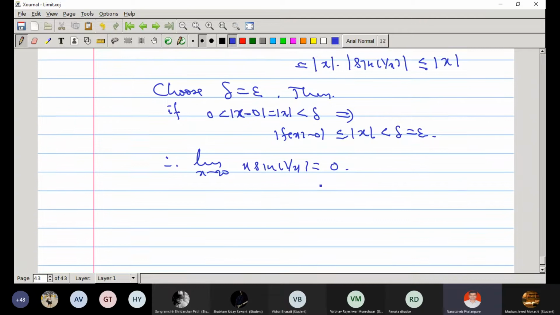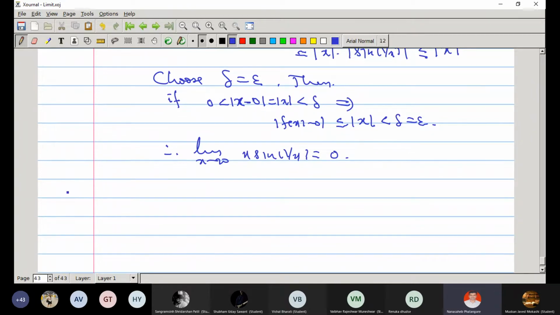And is this function bounded? Is f bounded? Right? What is the domain for this function? What is the domain of this function? Yes, R minus 0. So except 0 it is defined everywhere. Therefore the domain is R minus 0.